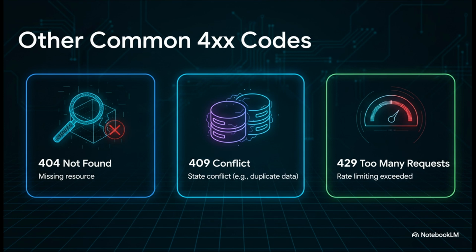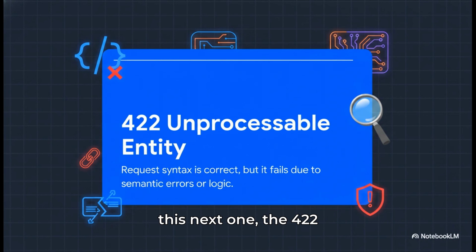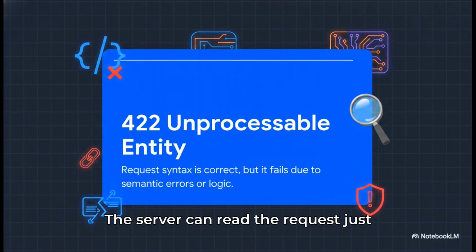Now, what's really fascinating about this next one, the 422 unprocessable entity, is that it actually originated from an extension called WebDAV back in RFC 4918. But today, it has become the absolute gold standard for REST APIs. A 422 happens when the JSON is perfectly formatted, so it's definitely not a 400 syntax error. But the data inside is logically invalid. Say you're submitting an order for -5 items. The server can read the request just fine, but it violates basic business rules.